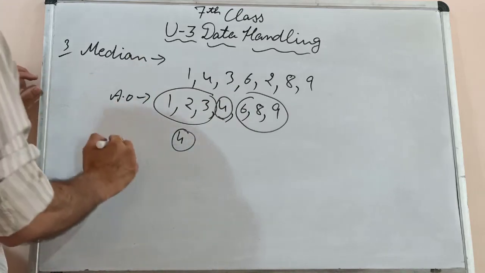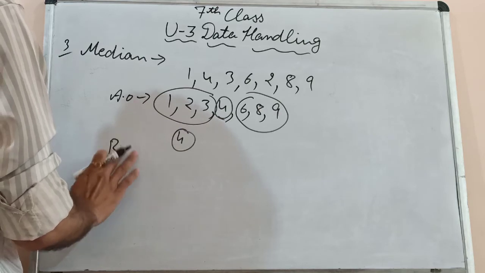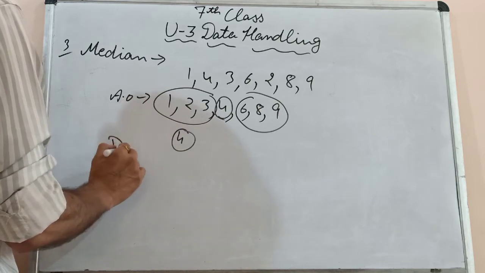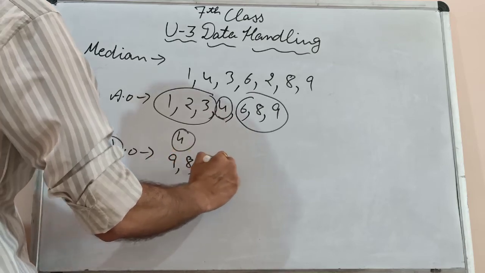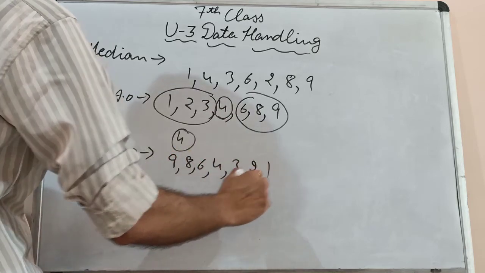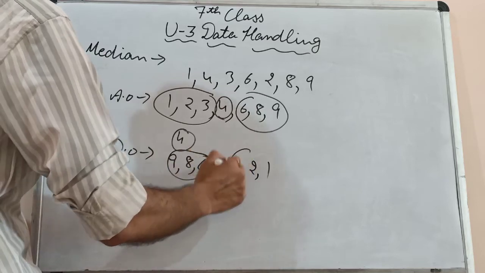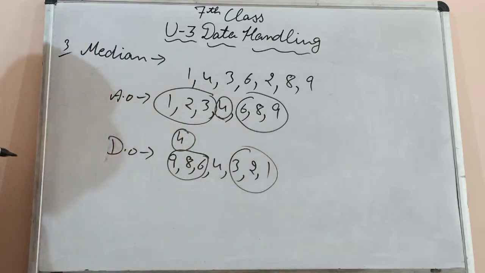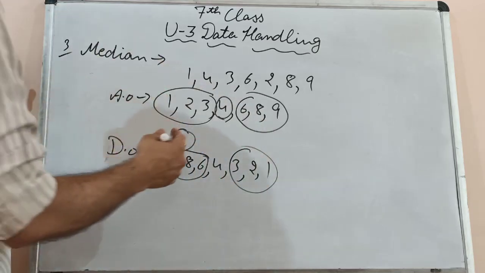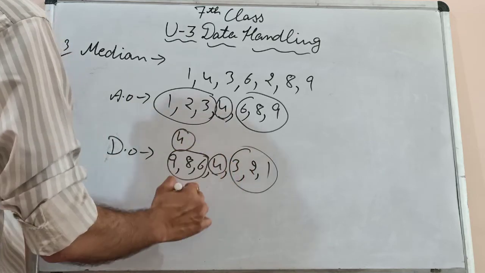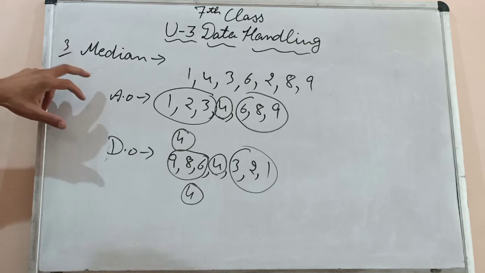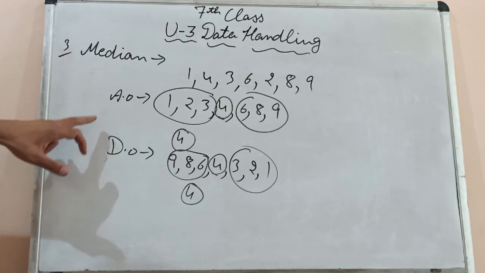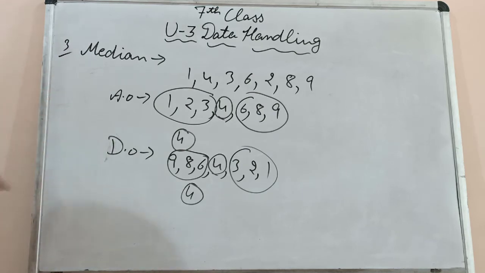Clear? We can do it also by descending order. By descending order we get, so leaving equal terms, ठीक है, in the front and afterward, in the middle we get 4. So in both the methods, while in ascending order or in descending order, the middle term will be the median.